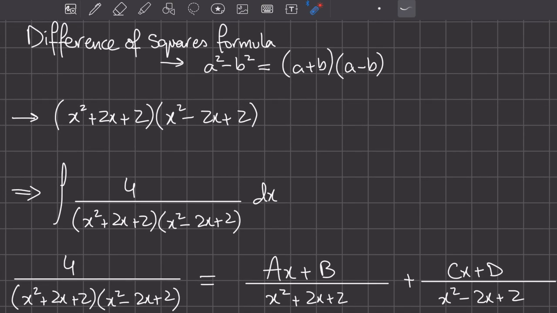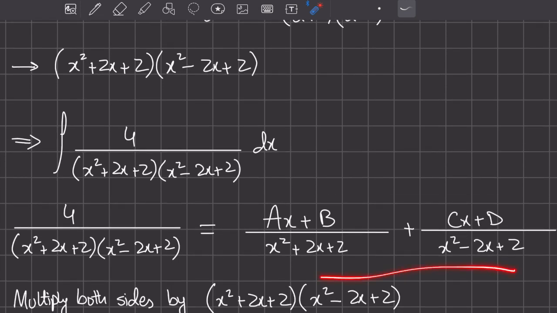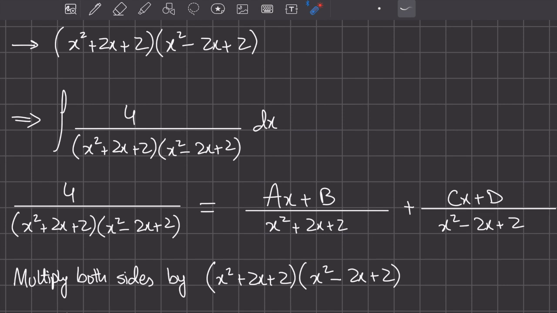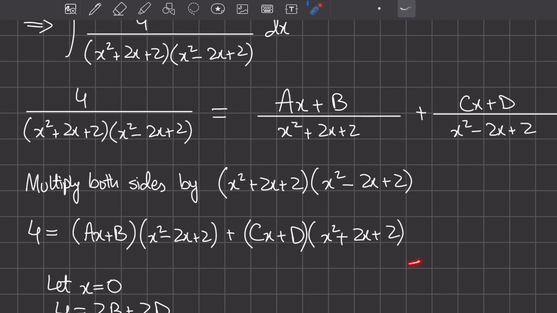So we separate the terms in the denominator and can write it like this. Here, a, b, c, and d are just some constant values that we need to find. Now, multiply both sides by x squared plus 2x plus 2 times x squared minus 2x plus 2. This helps simplify both sides and gets rid of the fractions.